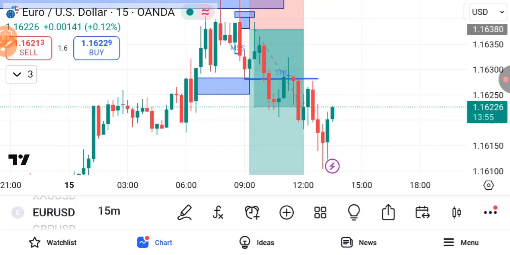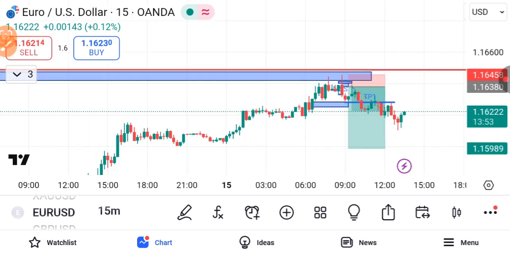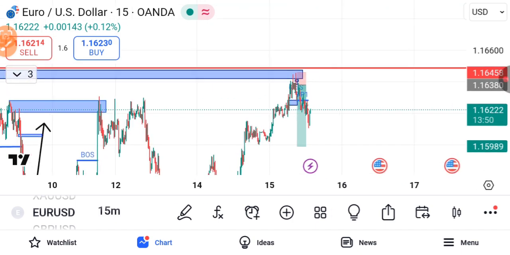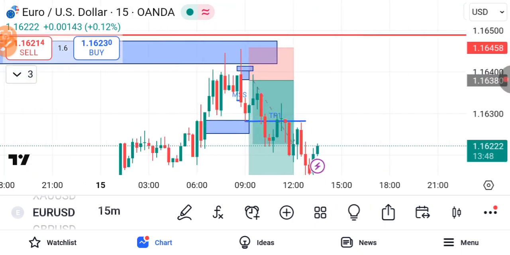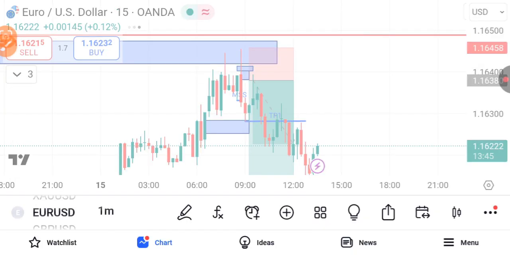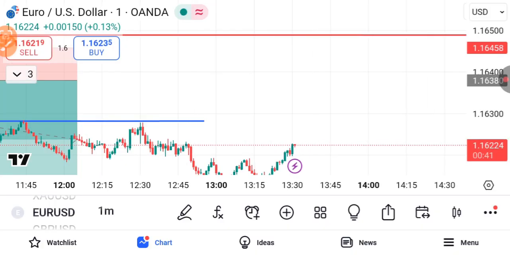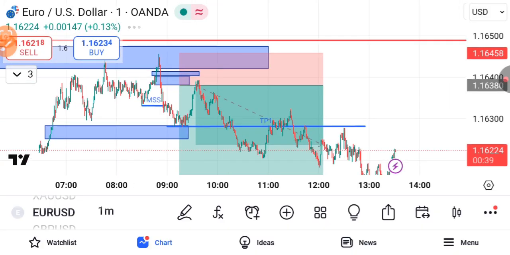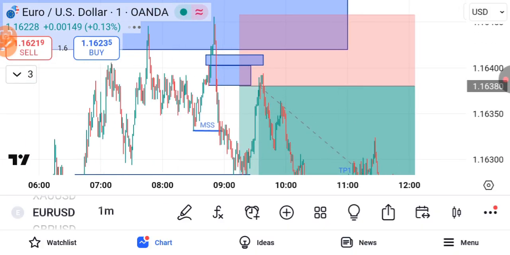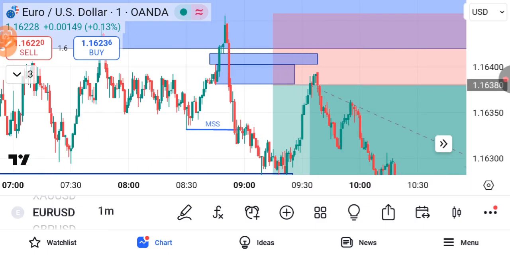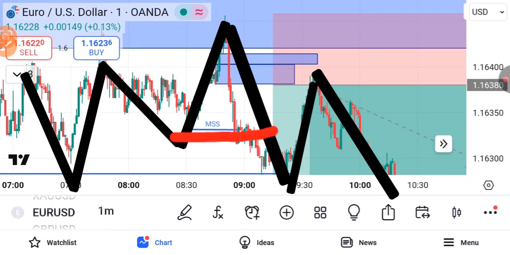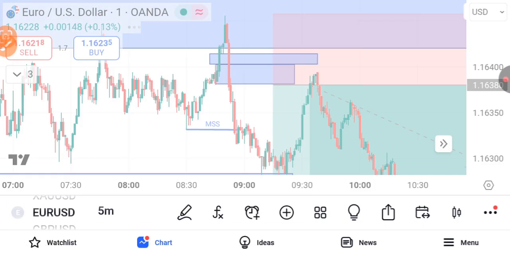So that's an order block, right? The moment the chart taps into this order block, I switch into my 1 minute time frame. On the 1 minute time frame, I just look for a market structure shift. Right at this place, I get my market structure shift, then I switch back into the 5 minute time frame.